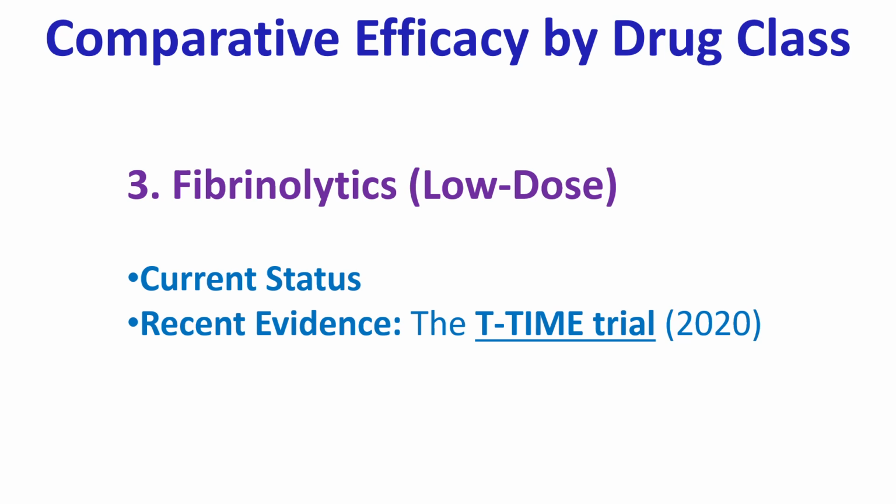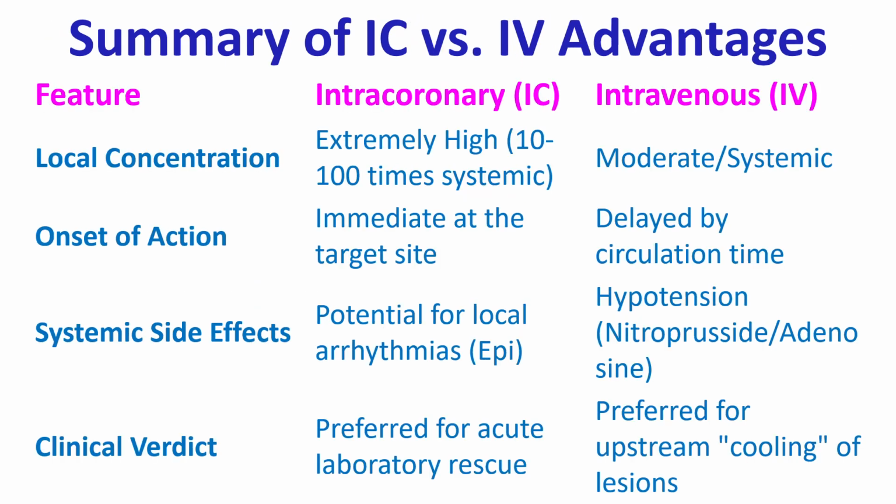The T-time trial showed no benefit for unselected STEMI patients. In patients presenting with ST segment elevation myocardial infarction and an ischemic time of more than 4 to 6 hours, adjunctive treatment with low-dose intracoronary alteplase during primary PCI was associated with increased microvascular obstruction. Intracoronary alteplase may be harmful for this subgroup, that is those presenting beyond 4 and less than 6 hours. Here is a comparison between the two routes.